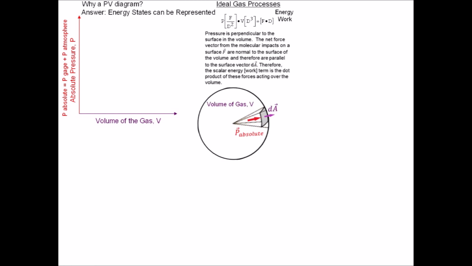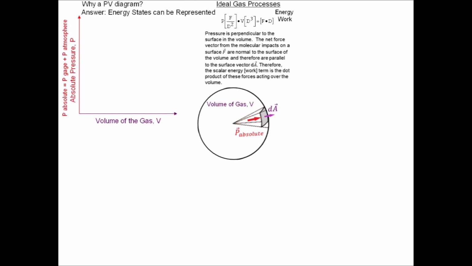But what's the benefit of using a PV diagram? The answer is energy states can be instantaneously represented in such a diagram. The product of the pressure and the volume, where pressure has dimensions force over distance squared and volume has dimensions distance cubed, ends up being force times distance, which is work, which is a type of energy.